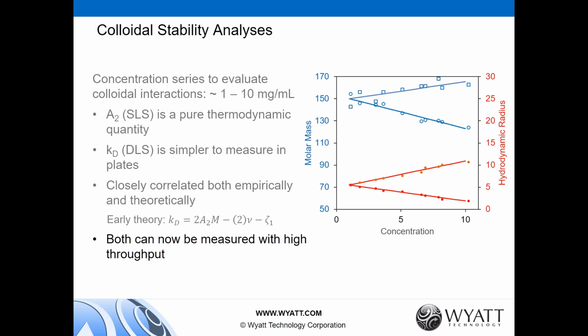There are better analyses than the kind of earlier ones. The great thing is that both of these can be measured with high throughput. So using the plate reader, we can measure both of them simultaneously, and really where we see deviation from the expected relationship between KD and A2, perhaps learn something really interesting.